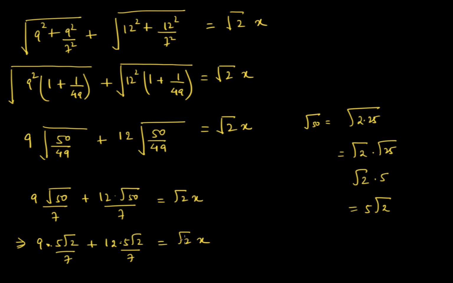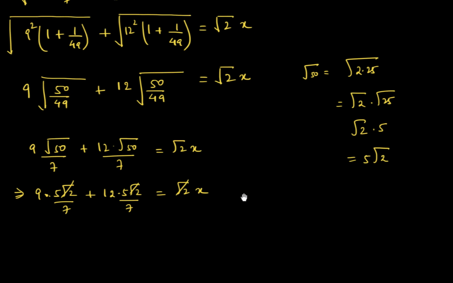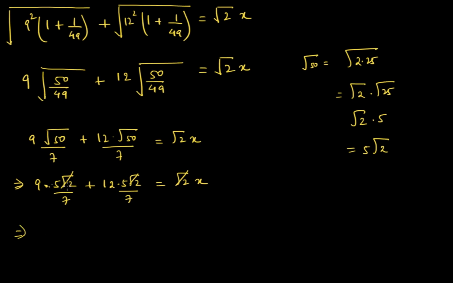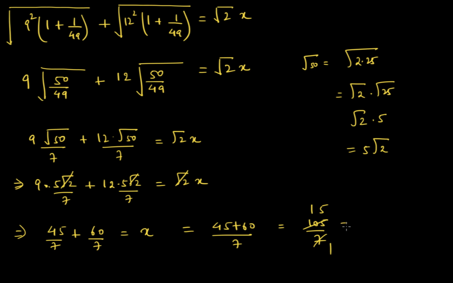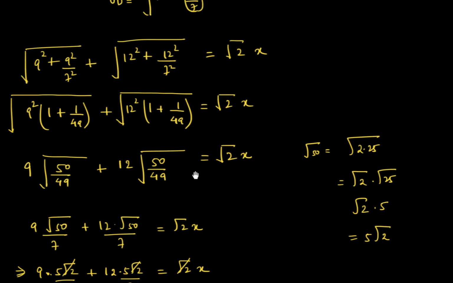I can divide this side and this side by root 2. So all my root 2's will get cancelled. So finally this will be equal to 9 5s are 45 upon 7 plus 12 5s are 60 upon 7. This is equal to x. This is equal to 45 plus 60 upon 7, which is equal to 105 upon 7. 7 ones are 7 and 7 5s are 35. So 15. Hence x is equal to 15 units long. And this is how you solve this question.